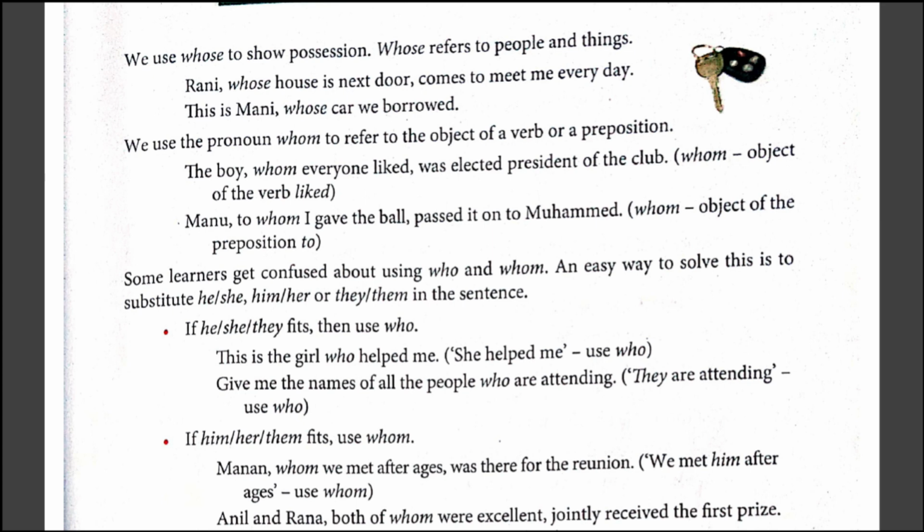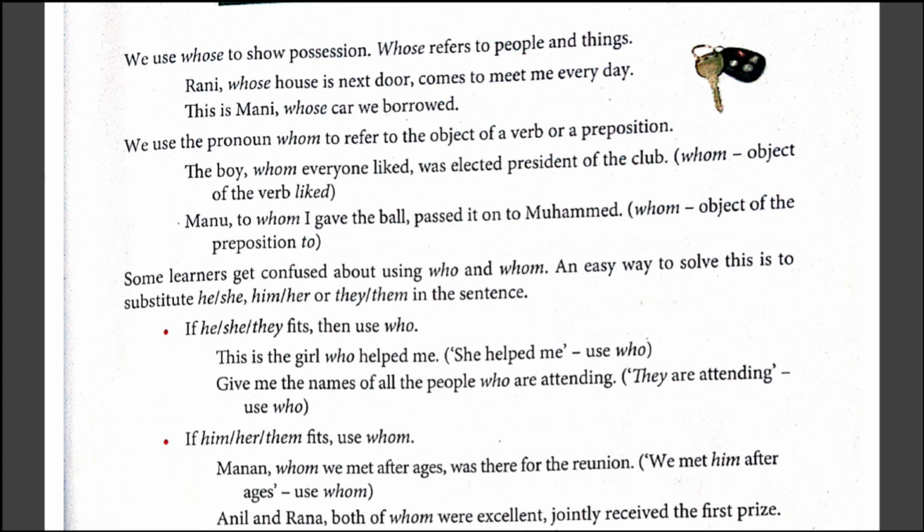Next one. Give me the names of the people who are attending. You are talking about they are attending. Who are attending? The people. So you will use who. Another rule. If him, her, them fits, then use whom. So here, Manan, whom we met after ages, was there for the reunion. We met him after ages. So here we have to use whom. About Manan you are talking. Manan is a boy, and so a human being, you will be using whom.